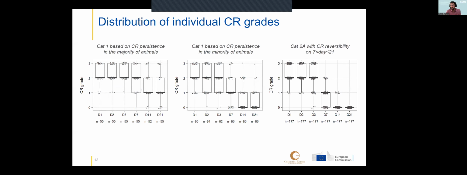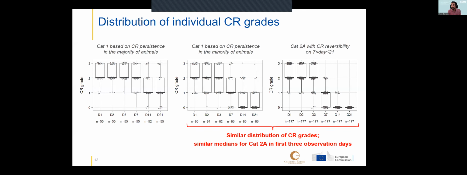We did a similar analysis for conjunctival redness, and the conclusions are quite similar, that the distribution of grades is quite similar, if not identical, in the first 3 days. The medians in this case are also similar, but in this case, even similar to those for the category 1 based on persistence in the majority of the animals, so in the left-hand panel. And this actually questions the utility of conjunctival effects to classify chemicals as category 1.